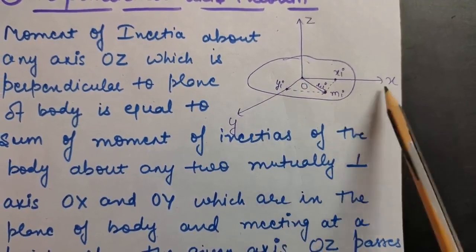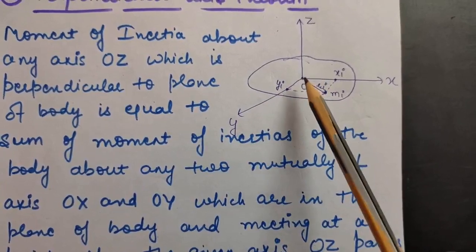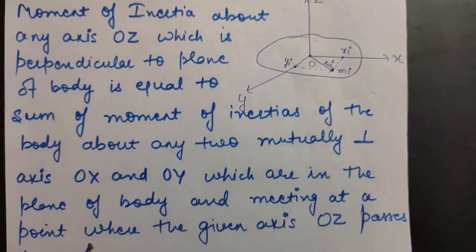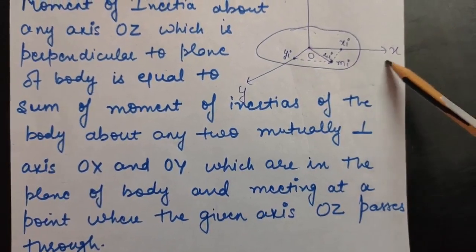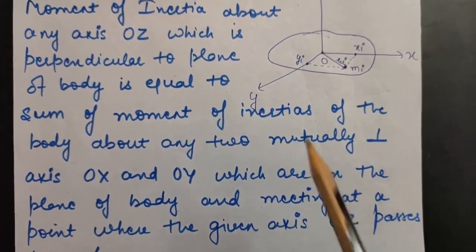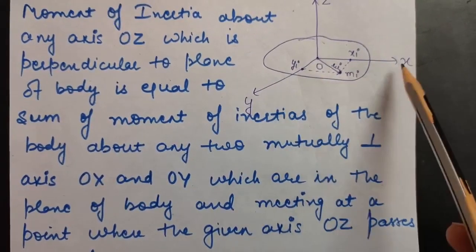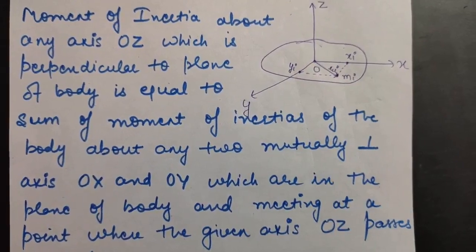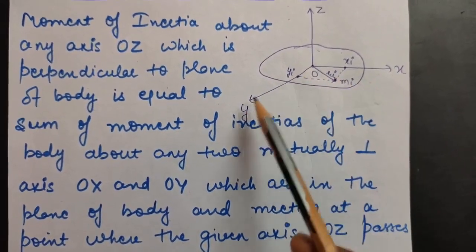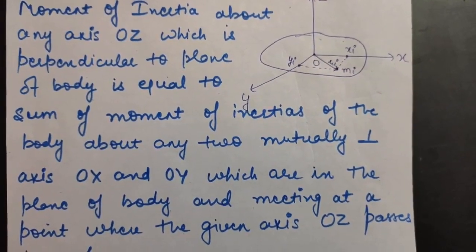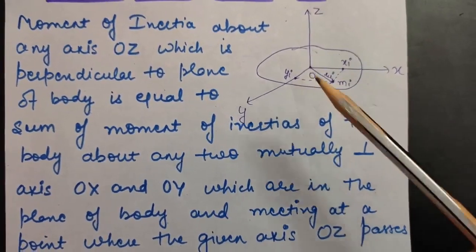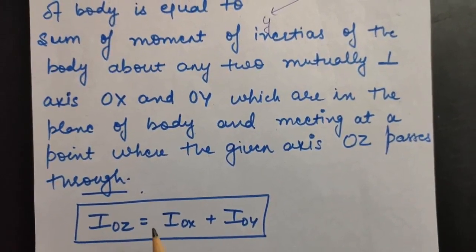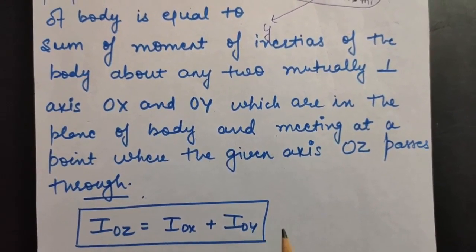See, these axes are parallel to the body and they should be meeting at the point from where OZ passes. So all the conditions given in this definition are satisfied here. And one more thing, these two should be mutually perpendicular to each other as well. As you can see, all three should be mutually perpendicular to each other. OX and OY should be parallel to the body, and OZ should be perpendicular to the body. So we can say I_OZ is equal to I_OX plus I_OY.